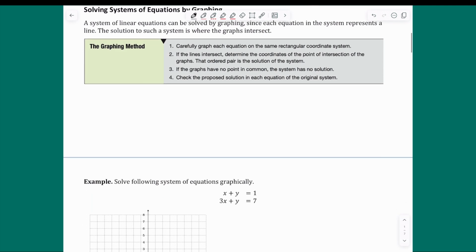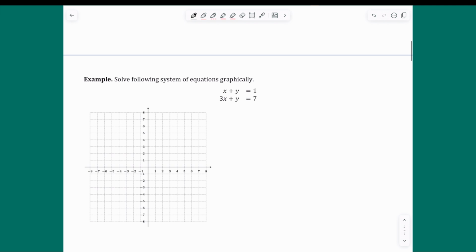Okay, so let's solve the following system of equations graphically. For the first equation, x plus y equals 1, we'll graph by finding its x and y intercepts. For the x-intercept, we know the y-coordinate would be 0, so if you cover up the y here, we can see that x equals 1. Likewise, for the y-intercept, we would have 0 for the x-coordinate, and then cover up the x, we see y also equals 1.